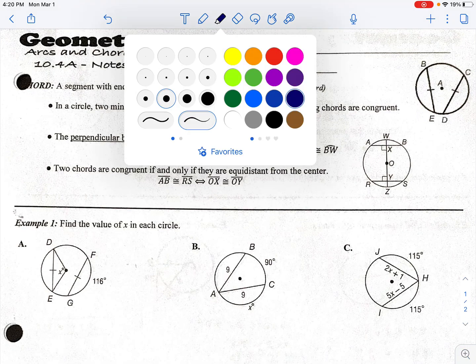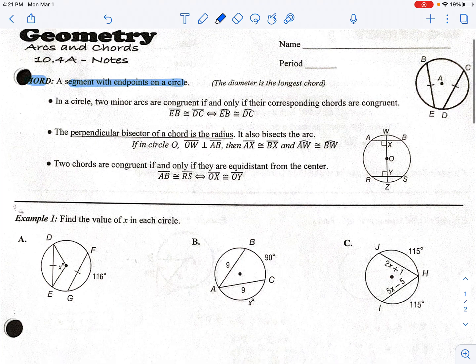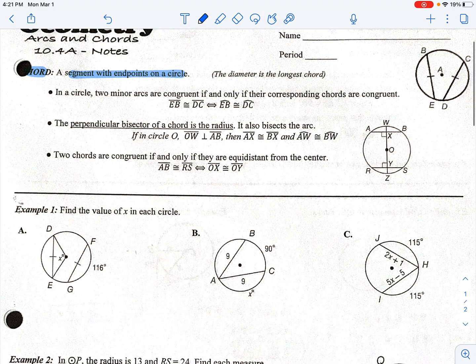All right, today we're going to be talking about chords and tangents. So a chord is a segment with endpoints on a circle. So right here, BE is a chord and CD is a chord. Reason being, their endpoints B, C, E, D are all on the circle there. All right, so those are all chords.